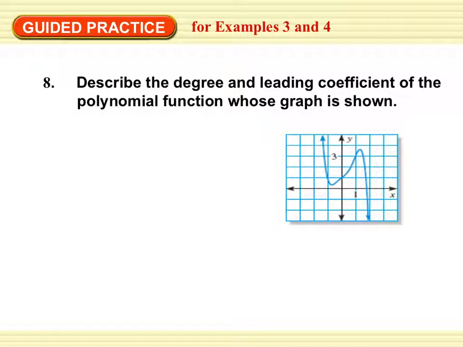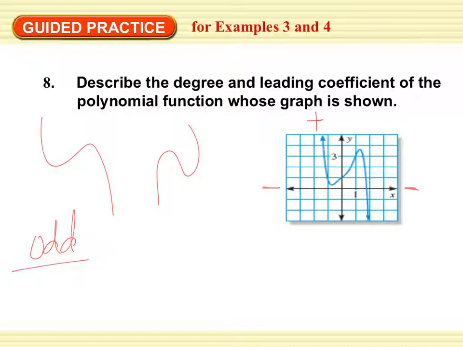Describe the degree and leading coefficient of the polynomial whose graph is shown. Well, I know when it's like this or like this, it's definitely odd. I need to sometimes check the chart, but I know if this is x's in the negative and this is positive, x is positive and this is negative, it is a negative leading coefficient.